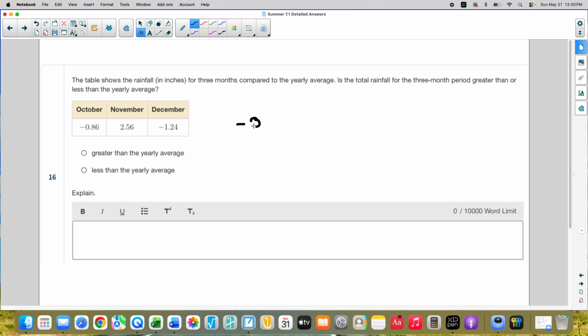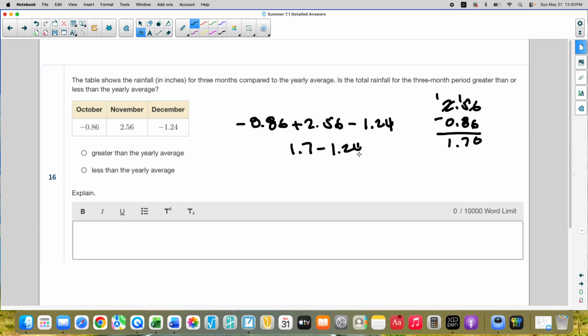Well, we would combine those all. 0.86 plus 2.56 minus 1.24. So 2.56 minus 0.86 gives us 1.7. We got to borrow. So that gives us 1.7 minus 1.24. We got to borrow. That's 6. That's 4. So that's going to give us positive 0.46. It is greater than the yearly average.